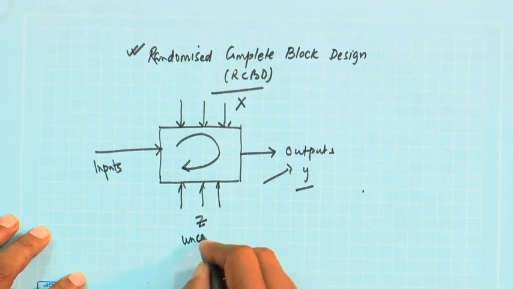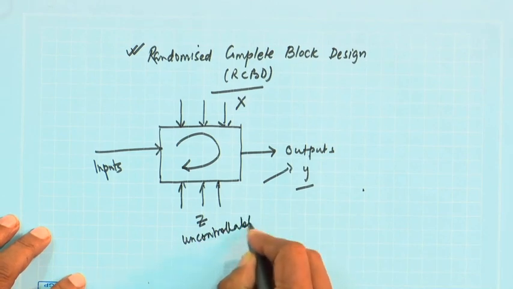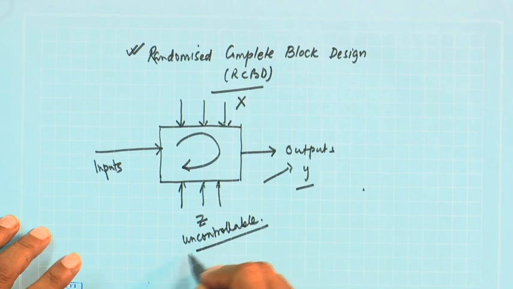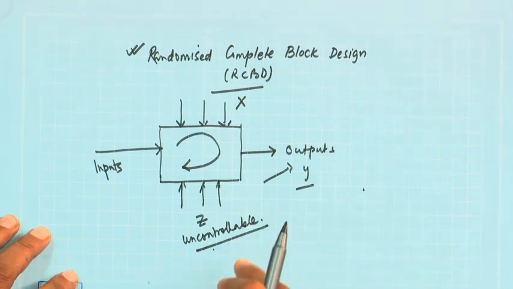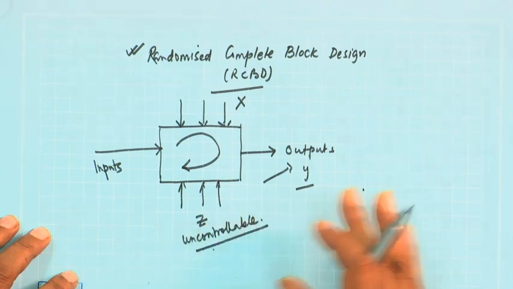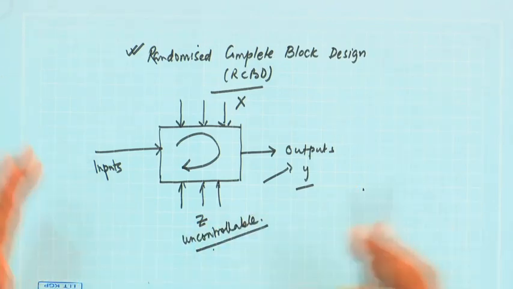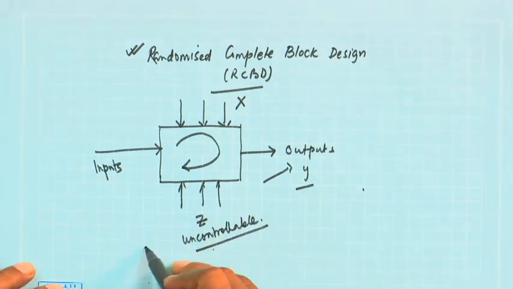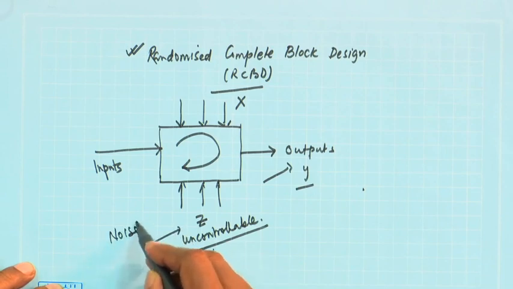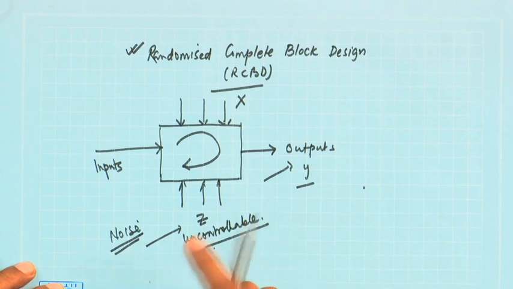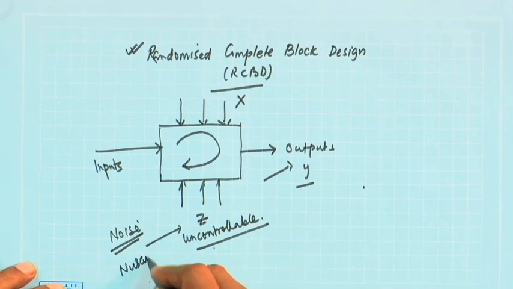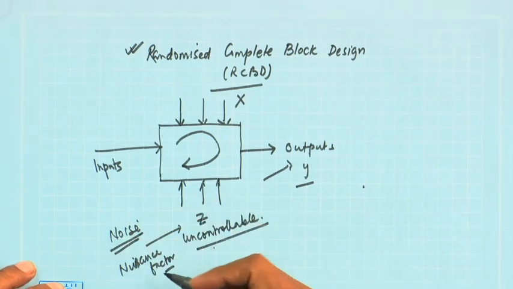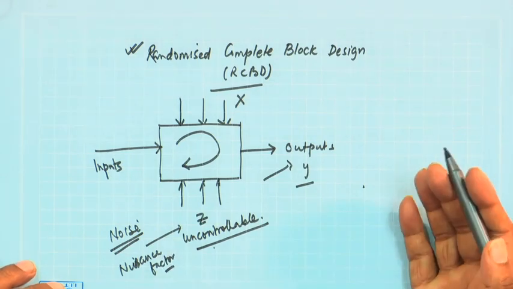Now, these uncontrollable factors, and sometimes we can control, but we will not control because of cost and other things. But whether controllable or uncontrollable, in this situation they are sometimes treated as noise. So, this is basically a nuisance factor. Now, this nuisance factor cannot be ignored all the time.